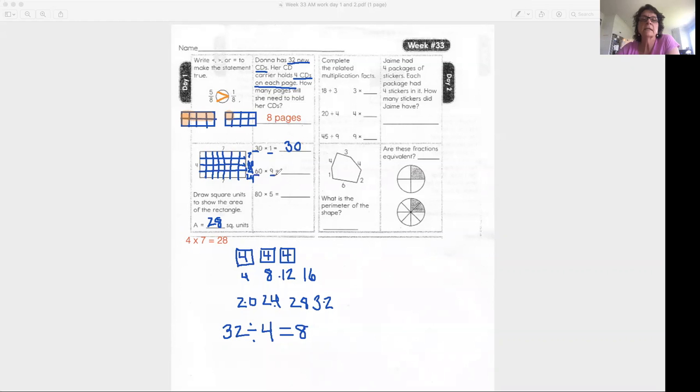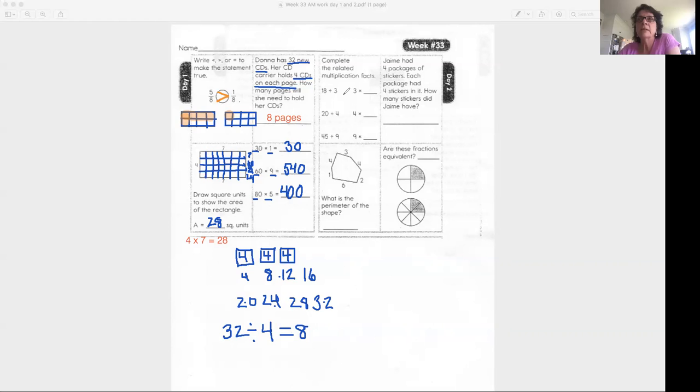Next one is 60 times 9. My hidden fact is 6 times 9. 6 times 9 is 54. And then I can just add a 0 because I'm multiplying by 6 tens, not 6 ones. My last one, 80 times 5. Well, 8 times 5 is my hidden fact. That is 40. And then I add a 0 because I'm really multiplying by multiples of 10. So 80 times 5 is 400.